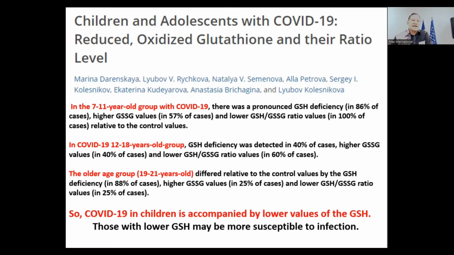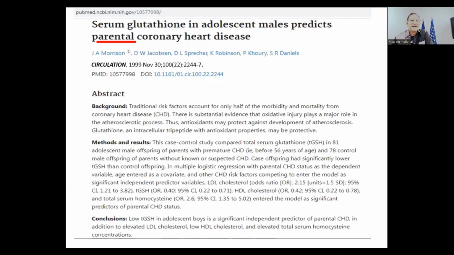Okay, and the most surprising study is this. Serum glutathione in adolescent males predicts the parents' coronary heart disease. And this is a study in a peer-reviewed journal, Circulation. I was shocked by this. What? Okay. So if you want to reduce your coronary heart disease, make sure your adolescent children have high glutathione. Okay. I don't know how to explain this, but they found this, and it's significant. The finding was significant.